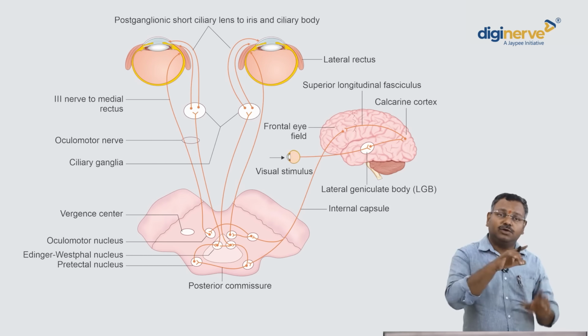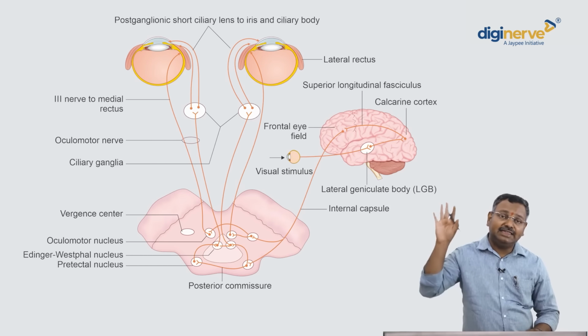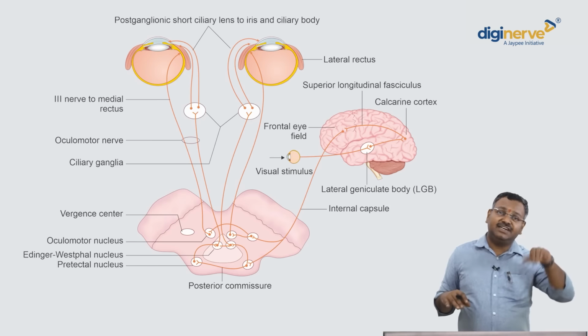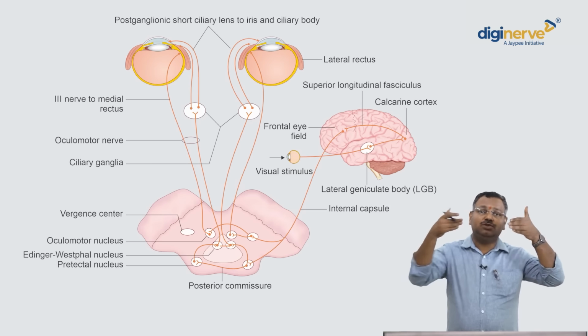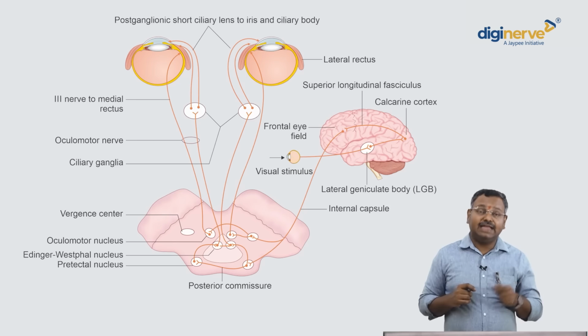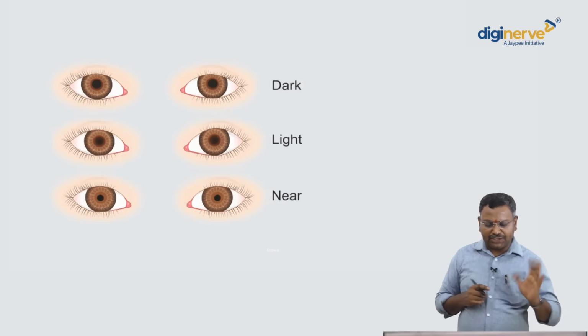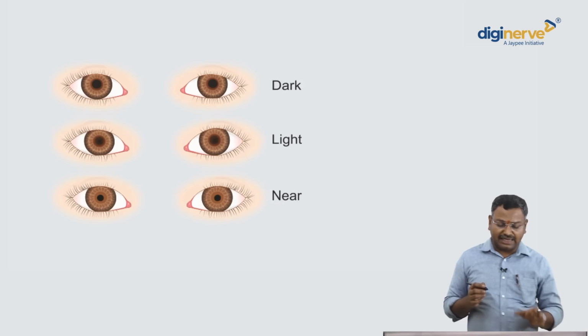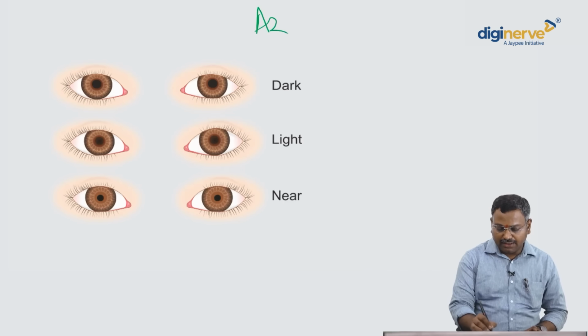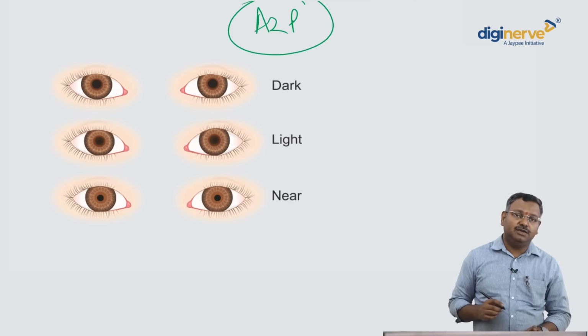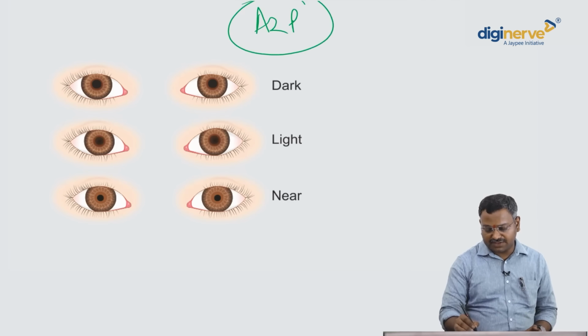So you have what we call a horizontal gaze center that has to be suppressed, and the convergence center has to be stimulated so that both the medial recti will act together and there will be convergence. So that's the pathway that you see. The one common abnormality that you get is what we call an Argyll-Robertson pupil. Now, Argyll-Robertson pupil is classically described for syphilis.